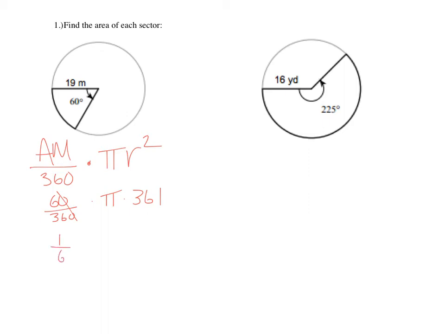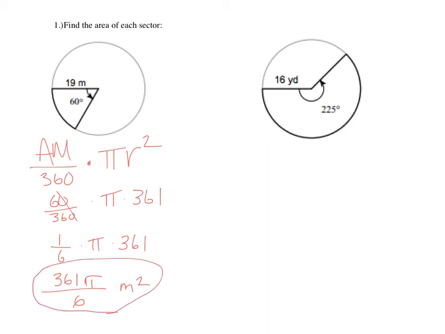So we need to know what's 1/6 of pi times 361. Well, 6 does not go into 361, and we can't reduce this in any way. So our final answer is 361 pi over 6. That's as reduced as it can go, and this is going to be in meters squared.